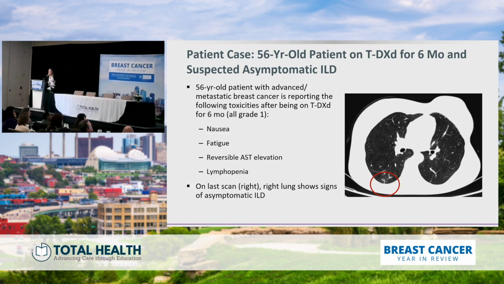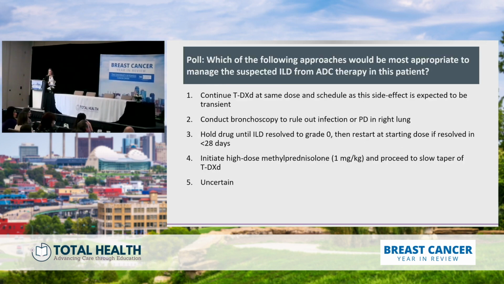So I'm going to end now with a case. This is a 56-year-old patient with advanced breast cancer who's on trastuzumab deruxtecan, goes for scans at 6 months, and has this finding here. They have other drug-related side effects, nausea, fatigue, et cetera. But on the right, you can see that the right lung shows signs of asymptomatic disease. So I'm going to do an informal polling question right here and ask you to raise your number of fingers, 1, 2, 3, 4, or 5.